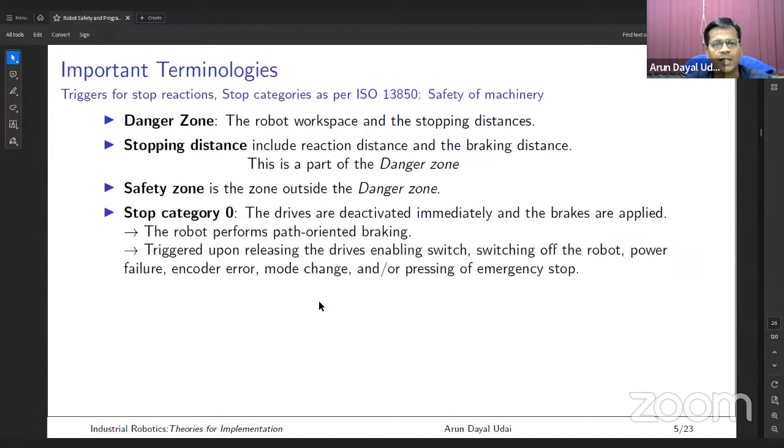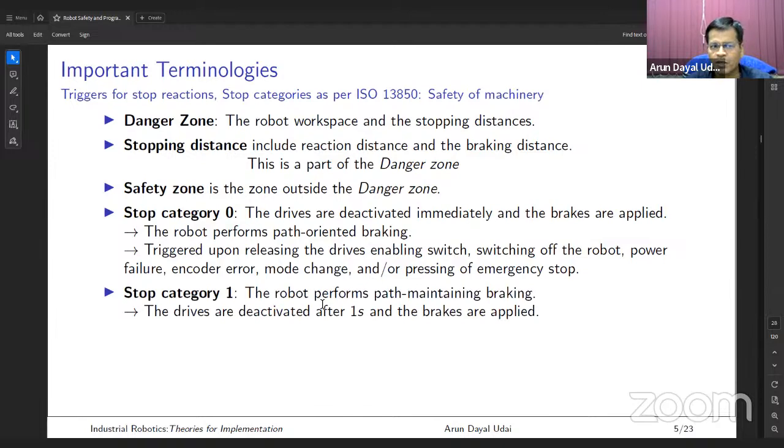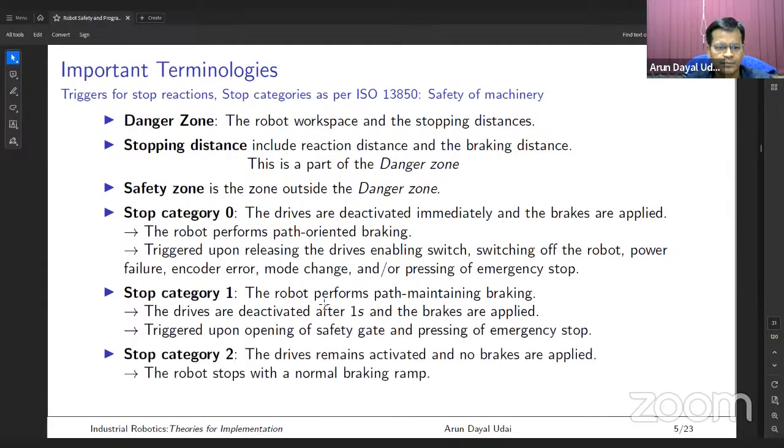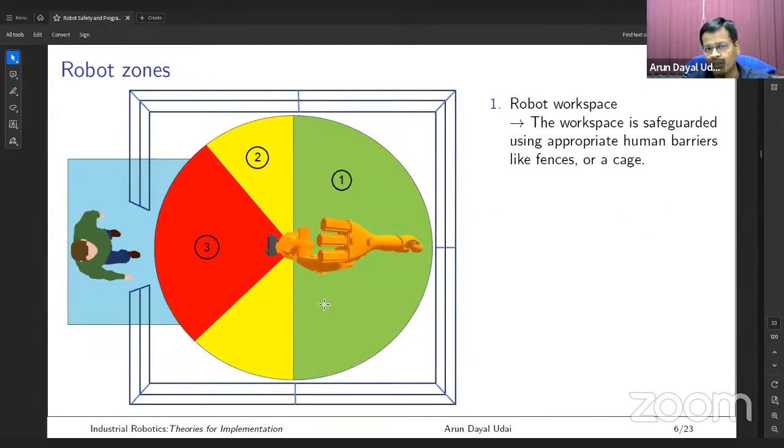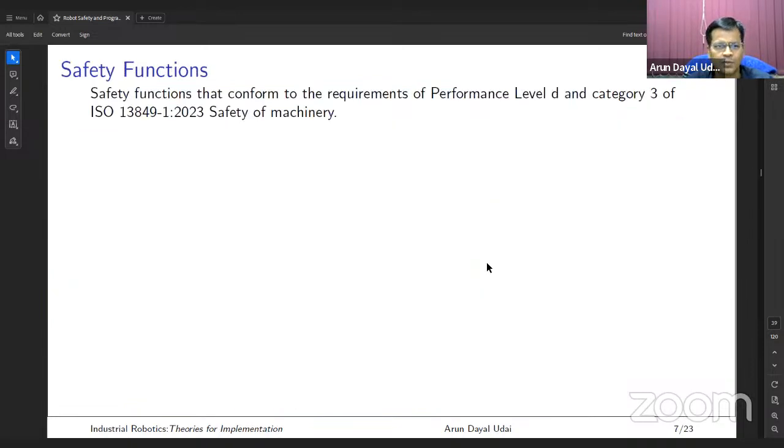What are the different standard terminologies when we talk about those standards? Apart from ISO 9283, which we have covered in the industrial robot specification, there are a few more standards. If you have access to those standards, I would suggest you go through them, or a part of them I'll be covering in this course. These are some safety functions that I'll be covering.